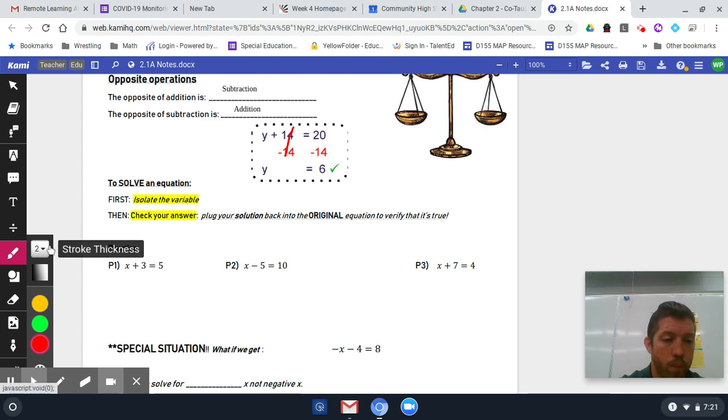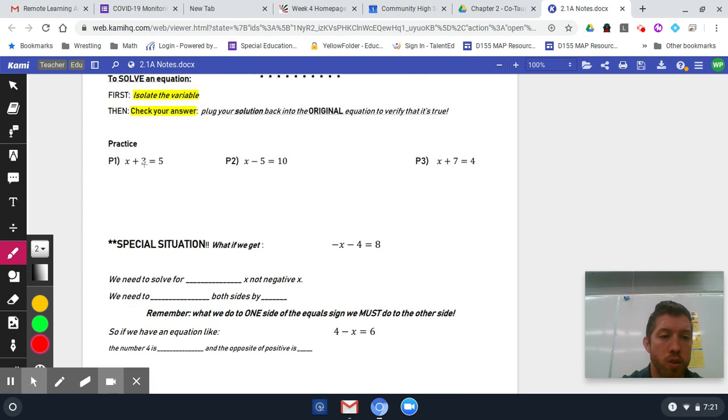So we have x plus 3 equals 5. Now, some of us right away might know what the answer to x is, but how do we solve that? Well, we want to isolate the x, so we have to get rid of this 3. The opposite of addition is subtraction, so I'm going to subtract 3.